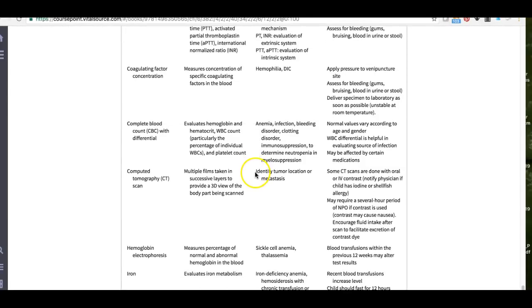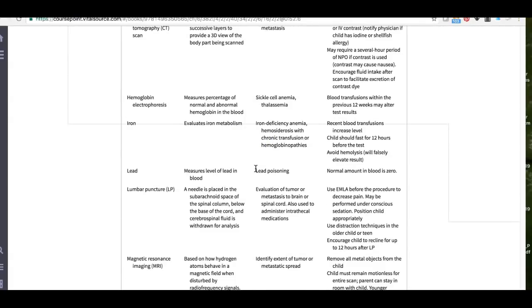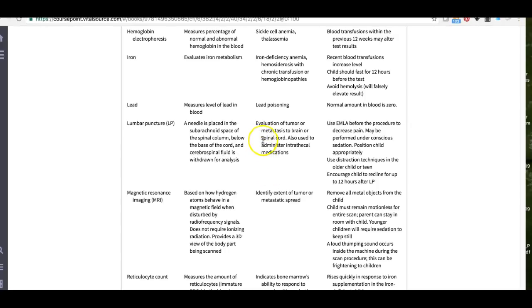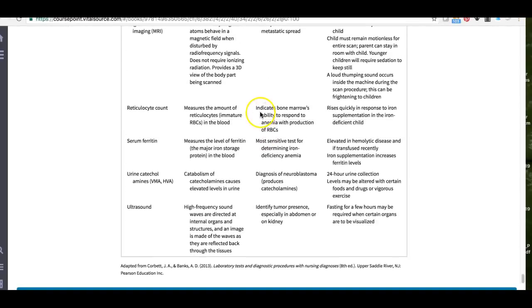CTs are looking for tumors. Iron, of course, looking for iron levels. Lead, looking for lead levels. A lumbar puncture, again, evaluating the central nervous system for metastasis. Reticulocyte count is pretty specific to sickle cell anemia. And then ultrasound, looking for kidney, abdominal tumors, etc.